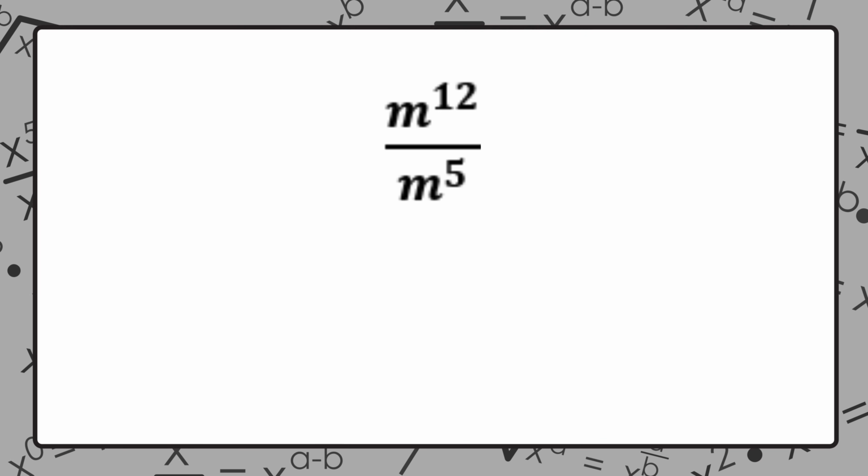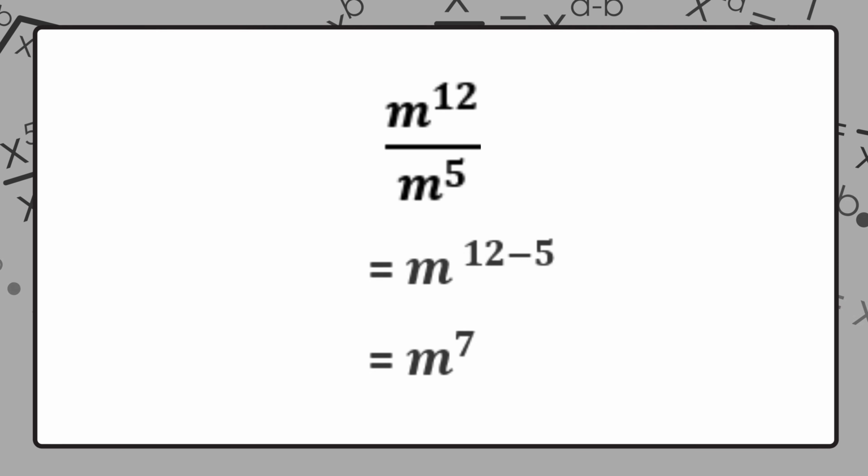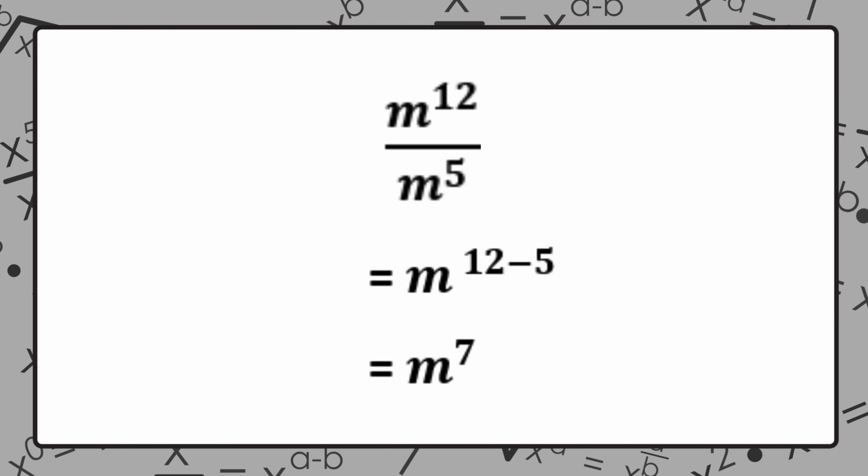In algebra, most division sums are written like this: m to the power 12 divided by m to the power of 5. Because it's division, we're still going to subtract the exponents. Remember that we're only doing this when the bases are the same. M to the power 12 minus 5 gives us m to the power of 7.